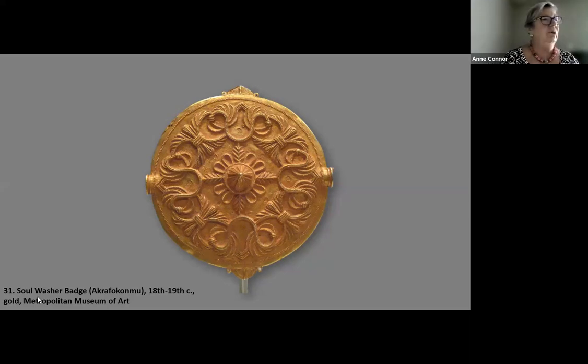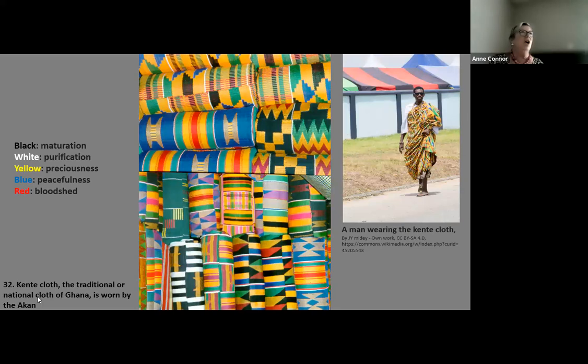As you see there on the table, we talk about textiles. They go back a long time. These are normally all natural dyes. Nowadays, I would assume they also have some chemical dyes. But as you can see, these kente cloths are made mostly in Ghana, and you have two examples there on the table. The colors mean things, and the design means things, and also the way you wear it. You can see the gentleman there on the right wearing it is also a mark of your rank. So the colors: black is maturation, white purification, yellow preciousness, blue peacefulness, and red bloodshed.